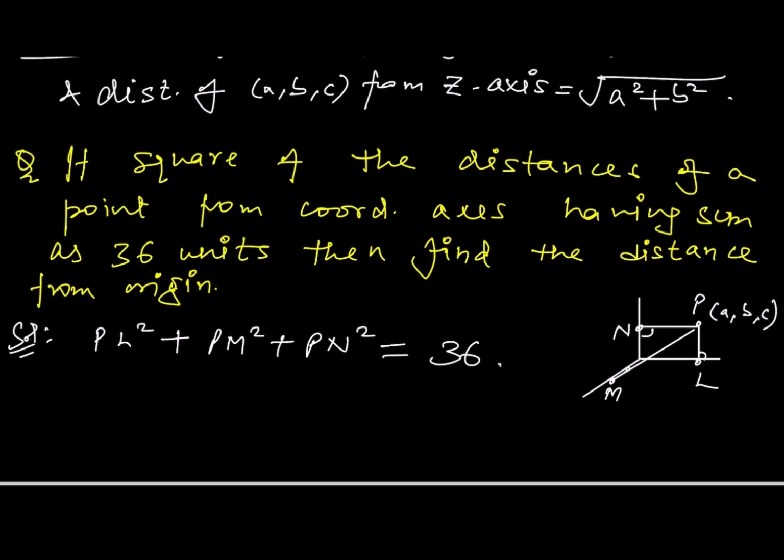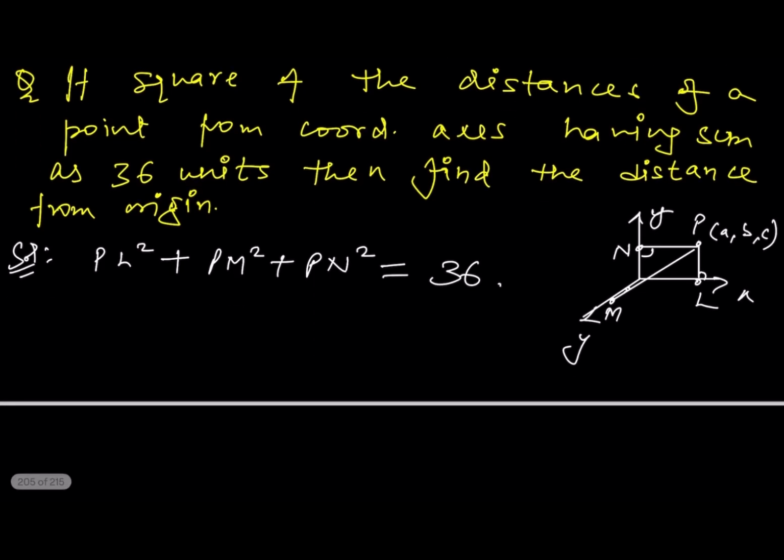So the sum of the squares of the distances is 36, right? And this PM is perpendicular to the y-axis, right? In the 3D figure it will be like this only, because we are making a 3D figure in 2D. So this PM will be seen like this only. So according to the question, PL square is B square plus C square, PM square is A square plus C square, and PN square is A square plus B square, which is equal to 36.